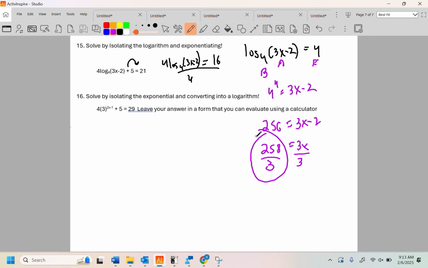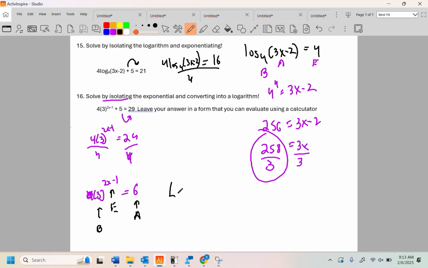16, again, isolate and then convert to a logarithm. We always isolate first. We subtract 5, we get 24. We divide out that 4, we'll have a 6 on the right-hand side. Oops, I divided out that 4. And then we'll do log as base. Bases have exponents. A couple of y'all haven't let that click yet. So base, exponent, argument done after isolation. We're going to have a log base 3. Its argument's going to be 6, and it's going to equal 2x minus 1.